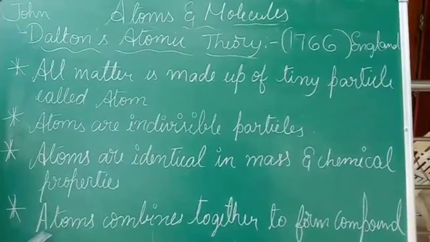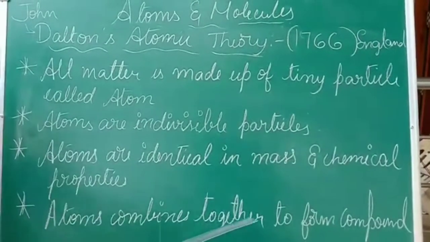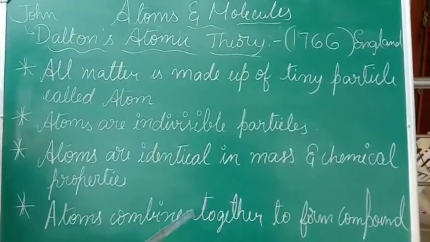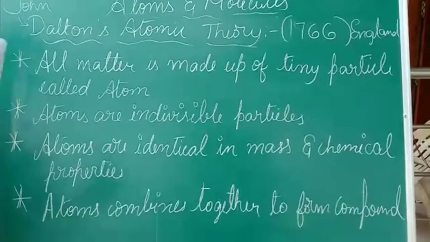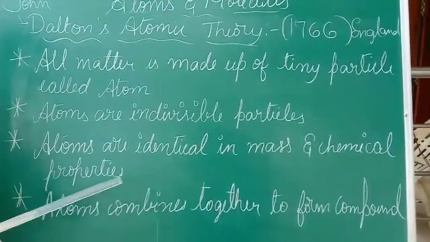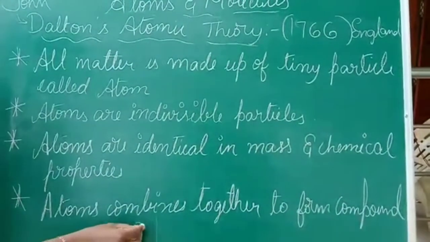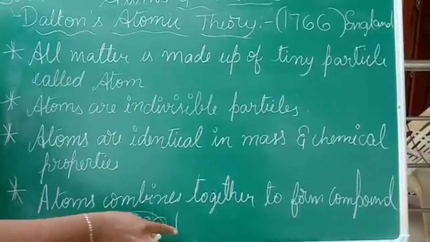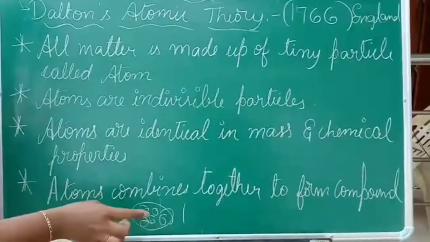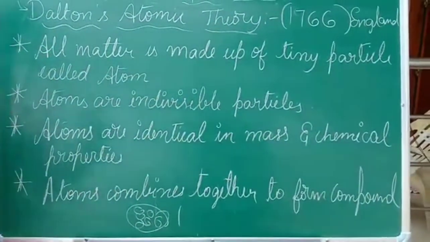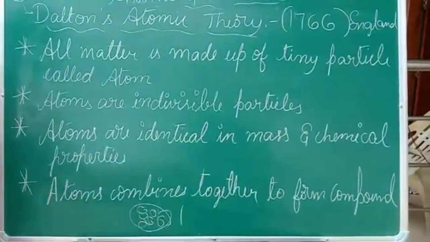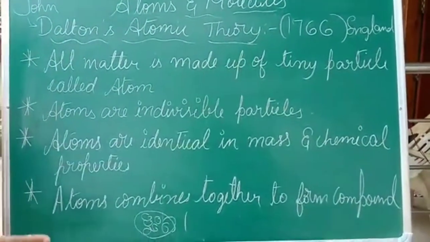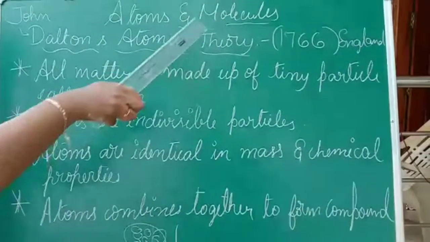And the last point says atoms combine together to form compounds. To form one compound, several atoms have to combine together. So a group of atoms combine to form one compound. So atoms combine to form a compound. So these are the 4 postulates of Dalton's atomic theory.